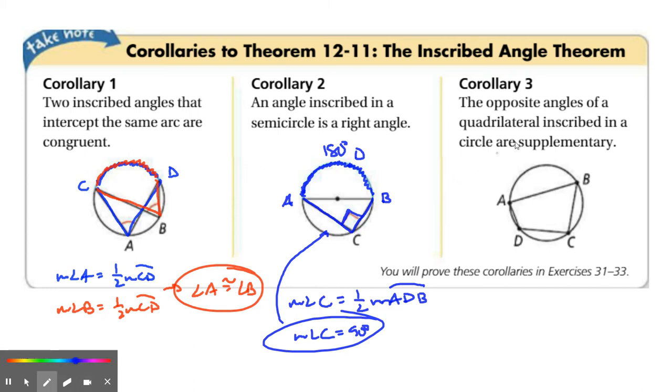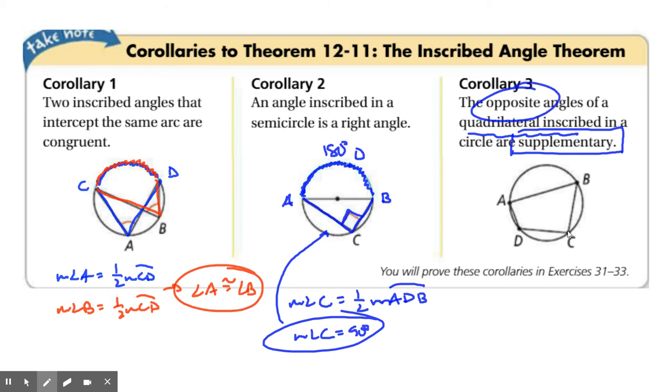Okay, and last but not least here, the opposite angles of a quadrilateral inscribed in a circle are supplementary. So this quadrilateral ABCD is inscribed in the circle because all four vertices touch the circle. So let's focus on angle A and C, opposite angles, A and C, right? Not consecutive angles, not A and B, A and C. So here's angle A. So angle A opens up to this arc. So the measure of angle A would be half the measure of arc BCD.